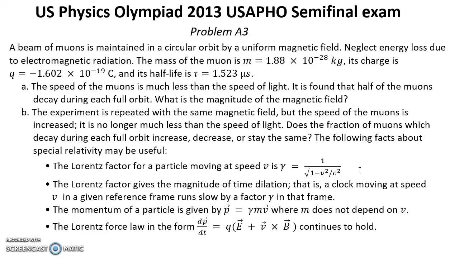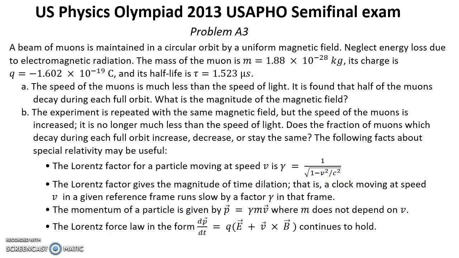The momentum of a particle is given by p as a vector equal to gamma m v as a vector, where m does not depend on v. The Lorentz force law in the form dp over dt as a vector equal to q multiplied by the electric field E plus the cross product of v and the magnetic field B continues to hold.